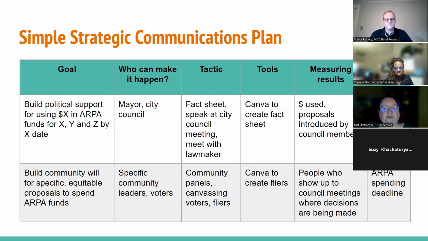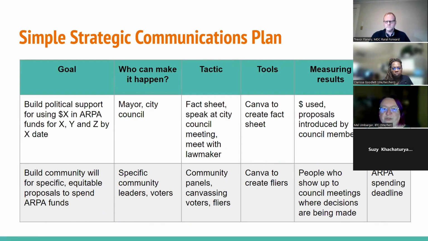I put an example here: build political support for using money in ARPA funds for X, Y, and Z by X date. Who can make it happen? Well, in this case, mayor, city council, maybe a secondary audience of voters. And that helps inform the tactics. Maybe that means speaking at the city council meeting, fact sheets to give the lawmaker, things like that. The tools, and we'll talk a little bit about Canva, using something like Canva to create a fact sheet.